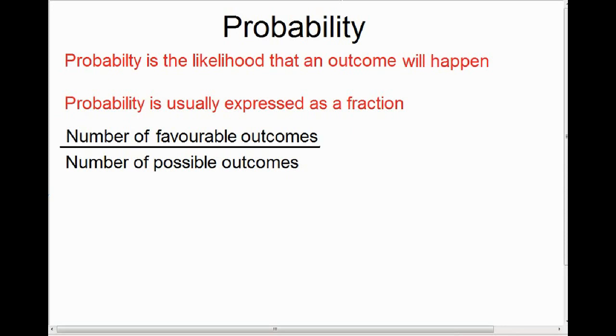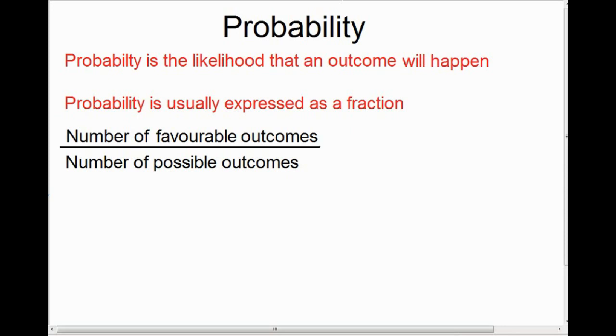Now, if it can be expressed as a fraction, as we talked about in our percent unit, a fraction can be expressed as a decimal or a percent as well. So probability can be expressed as a fraction, and it usually is, but it can also be expressed as a decimal or as a percent. For the most part, for our purposes, we're going to express probability as a fraction.